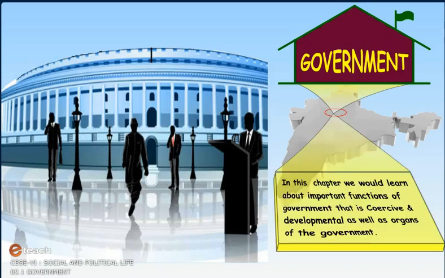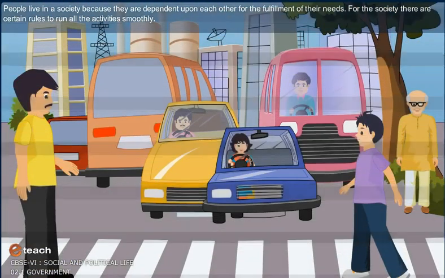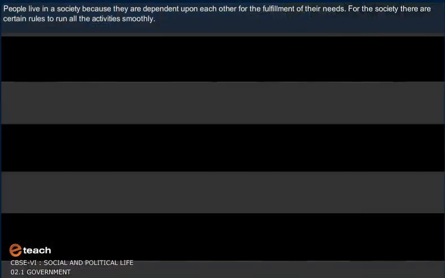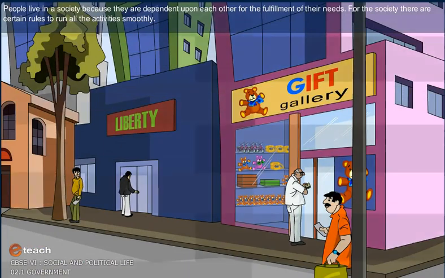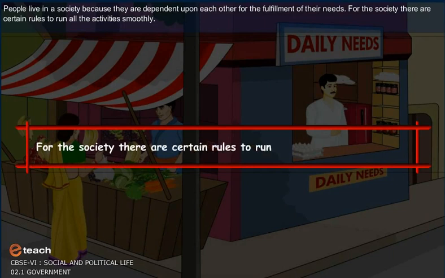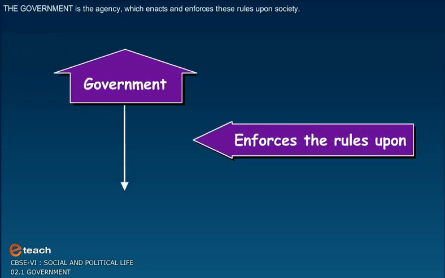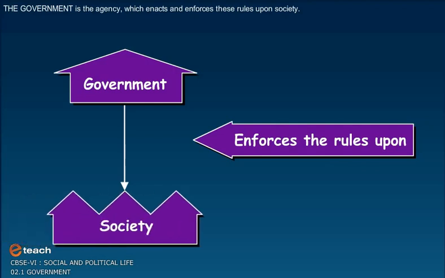Government. In this chapter, we will learn about important functions of government, that is coercive and development, as well as organs of the government. People live in a society because they are dependent upon each other for the fulfillment of their needs. For the society, there are certain rules to run all the activities smoothly. The government is the agency which enacts and enforces these rules upon society.